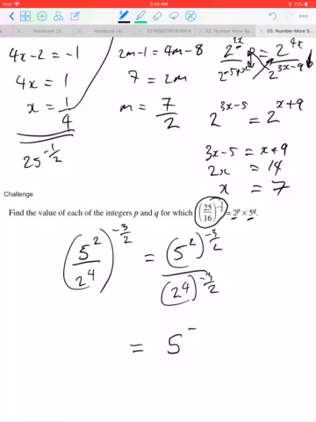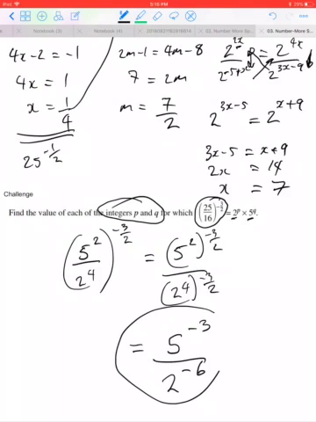This is 5 to the negative 3, and this is over 2 to the 12, 2 to the negative 6. It says p and q are integers, so we've satisfied that need. They just happen to be negative integers. Okay, so I think that's the final answer there.